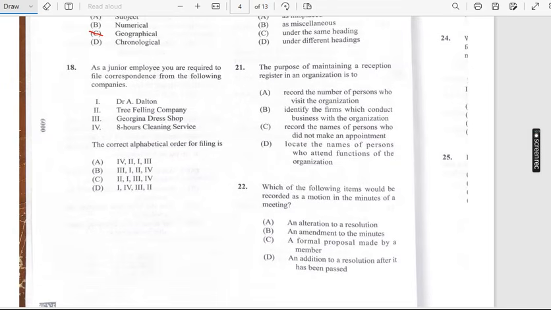Number 18, it says, as a junior employee, you are required to file correspondence from the following company. How would you file this now? So let's see. We have Darlton first, 1 year. Then we have the 8 hours 2. So it's 1 4. Let me see if we have this right here. 1 4. Then we have, let me see, feeding company shop. Yes, so the answer would be D. So it's 1 4, and then we have 3 just in shop. Then we have the 3 filling company. All right.